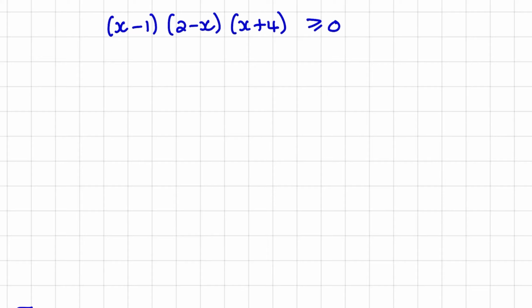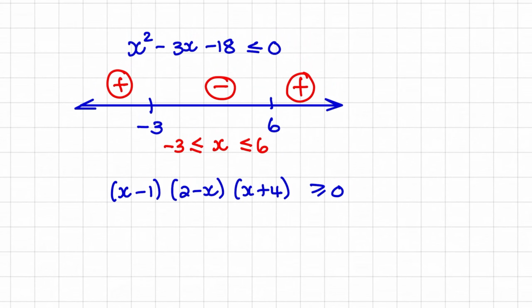This is our second video on polynomial inequalities, and in this video we'll solve the inequality (x − 1)(2 − x)(x + 4) ≥ 0. And we're going to build on our previous video's knowledge, where we solved a quadratic inequality using a number line.